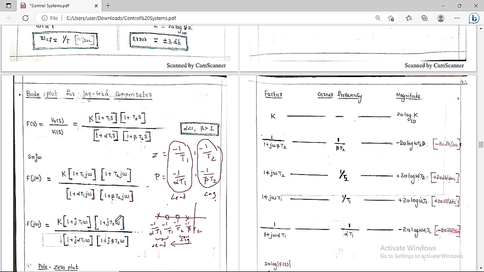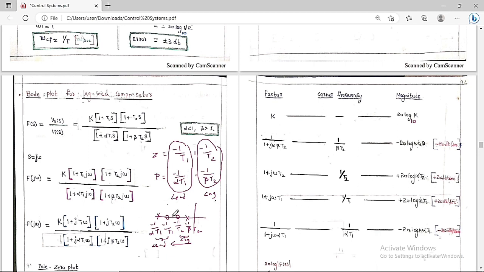So 1 plus j omega t2. For this one, what is the cutoff frequency? The cutoff frequency is equal to 1 by time constant. The time constant is t2, so the cutoff frequency is equal to 1 by t2. Below this, the Bode plot magnitude is 0. And after this one, we are going to get the equation plus 20 log of omega times the time constant, which is t2. So plus 20 decibels per decade.